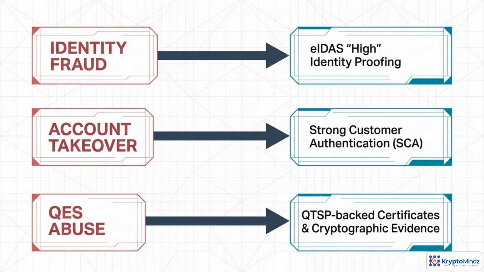Regulatory risk doesn't just sit in a policy document. It turns into specific technical requirements. To control identity fraud, you need high-assurance onboarding, often using national eID or supervised video identification that meets AML and KYC expectations. To prevent account takeover, you apply strong customer authentication with at least 2 independent factors. For contracts, especially account opening, a qualified electronic signature backed by a QTSP and a full audit trail delivers legal robustness and traceability.